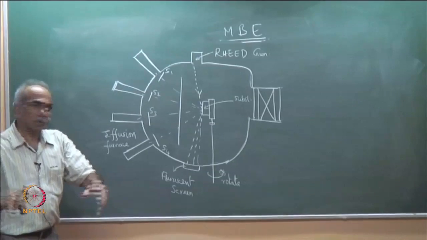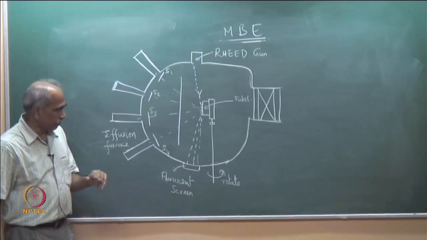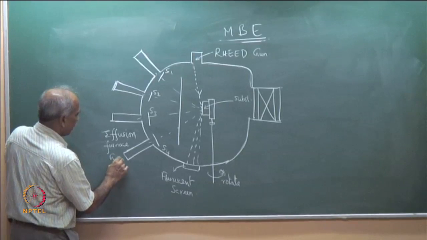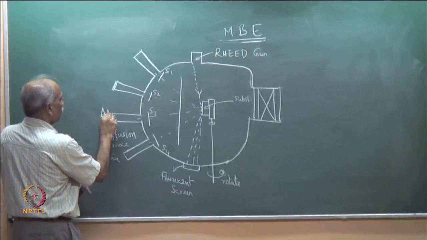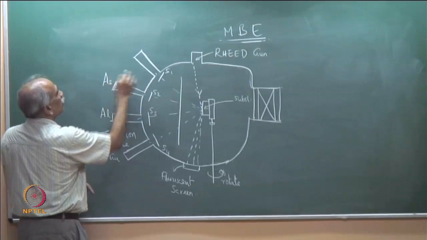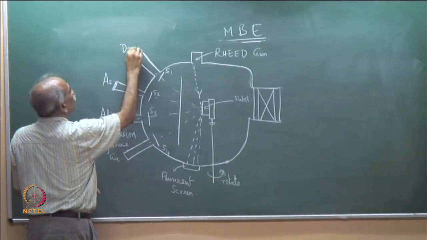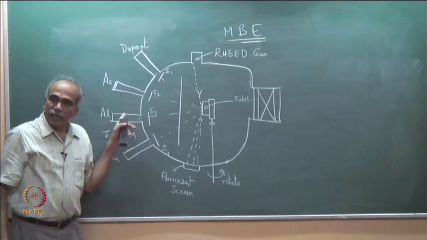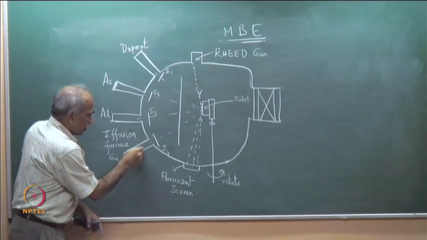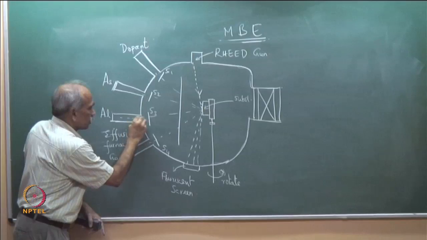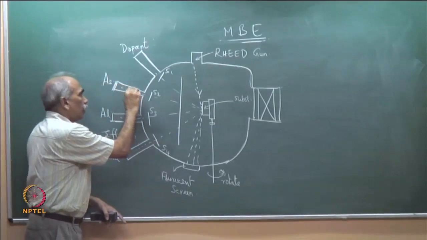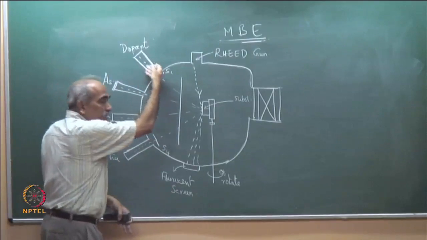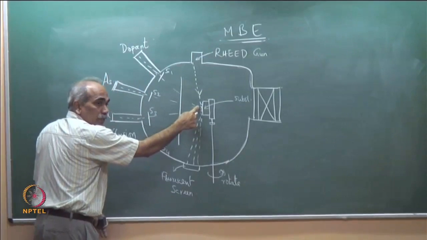Okay, now let me explain and then everything will become clear. These are sources, say gallium, aluminum, arsenic and some dopant, if you want to put some dopant. These are atomic sources. It is atom by atom which comes. So, atomic beam is incident on the substrate.